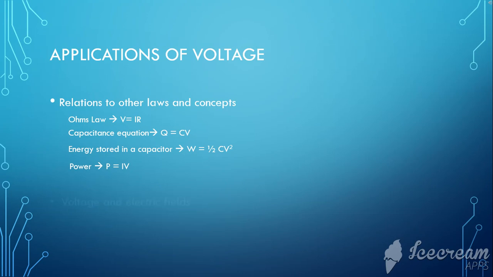Voltage also plays an important part in creating electric fields. Once a voltage is applied to a wire or circuit, an electric field can be created. The strength of this field can be shown with E equals V over D.